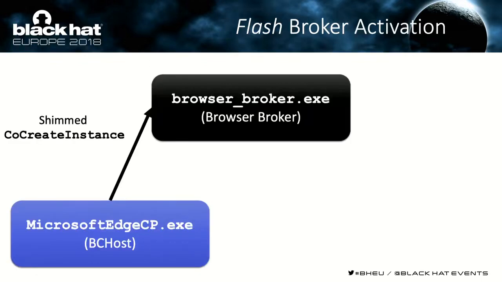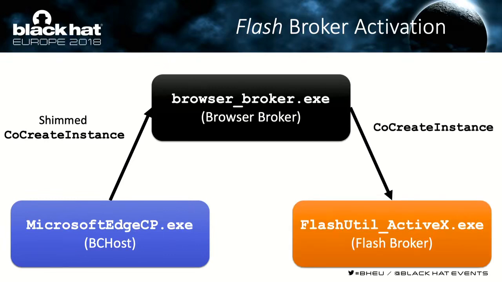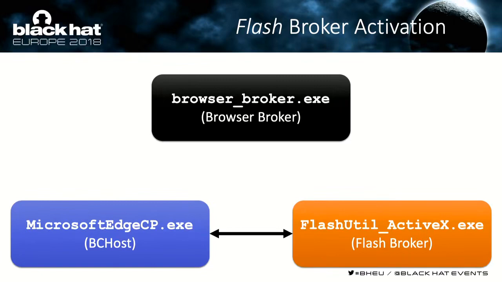This diagram shows the activation process of Flash Broker. CoCreateInstance is shimmed in the renderer process, and calls are relayed to the browser broker. The browser broker launches the Flash Broker and passes the interface back to the renderer. Then the renderer can access the Flash Broker with that interface pointer.